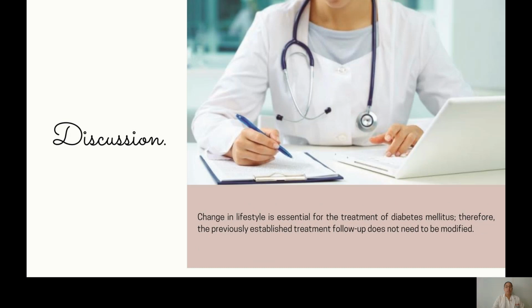A sudden change in the diet of the patient, consuming excess carbohydrates as well as saturated fat, in conjunction with excessive physical activity, predicted the onset of hypoglycemia. However, change in lifestyle is essential for the treatment of diabetes mellitus. Once the patient gets used to it, it is hoped that there will be a better relationship between his blood glucose levels and the new lifestyle. Therefore, the previously established treatment follow-up does not need to be modified. There is evidence that shows that a healthy lifestyle and a balanced diet constitute the most important basis in treatment to improve control of glucose levels, lipid levels, blood pressure levels, and reduce cardiovascular mortality.